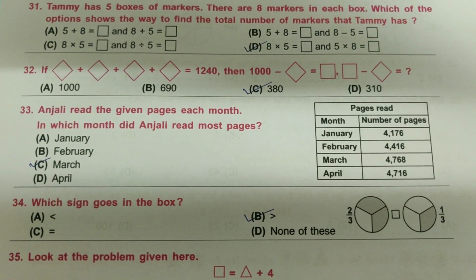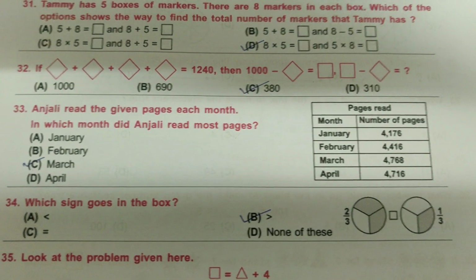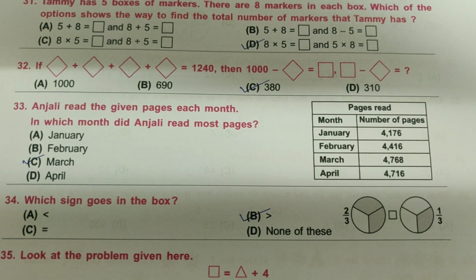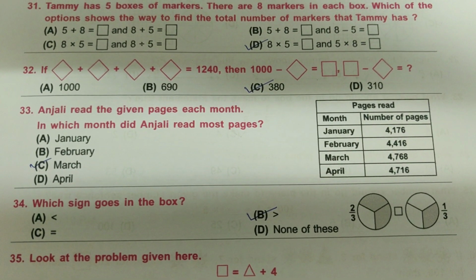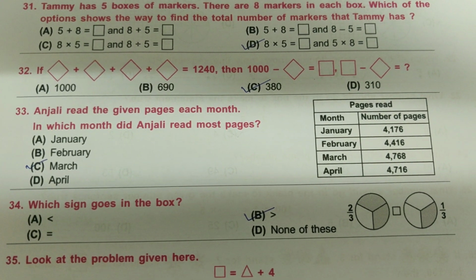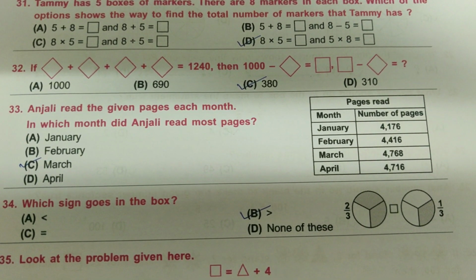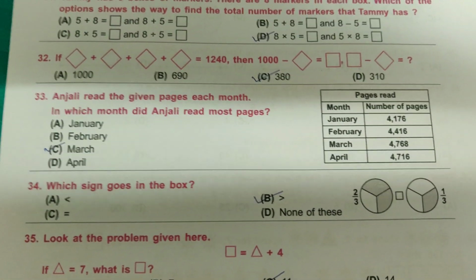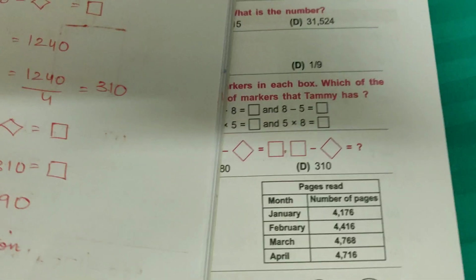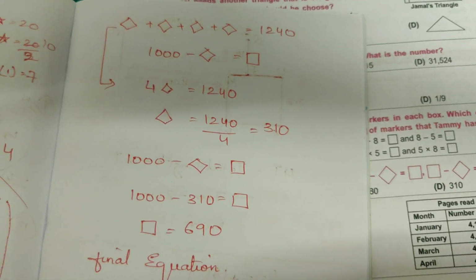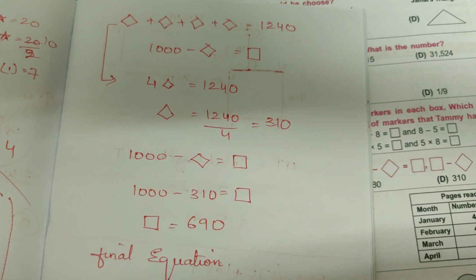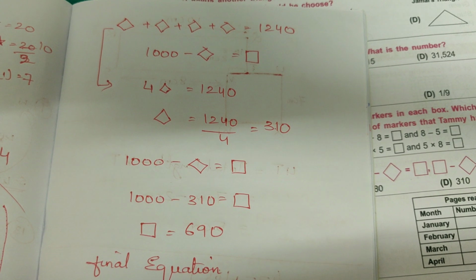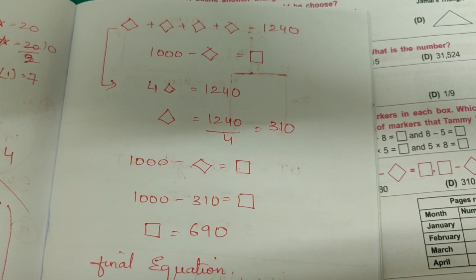32nd. If the diamonds equal 1240, then 1000 minus diamond equals square, and square minus diamond equals what? So this is how we are going to solve it. All the diamonds equal 1240 and 1000 minus diamond equals square. So 4 diamonds equal this value 1240.